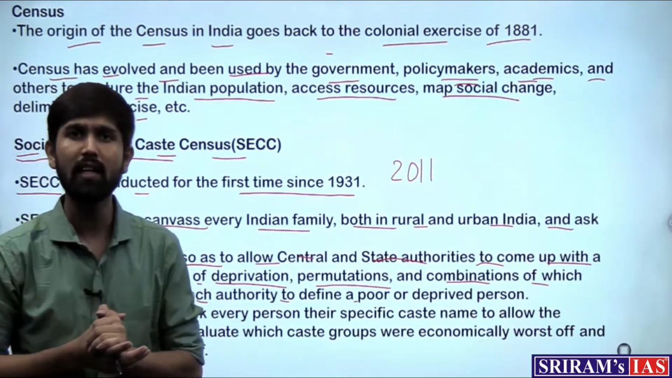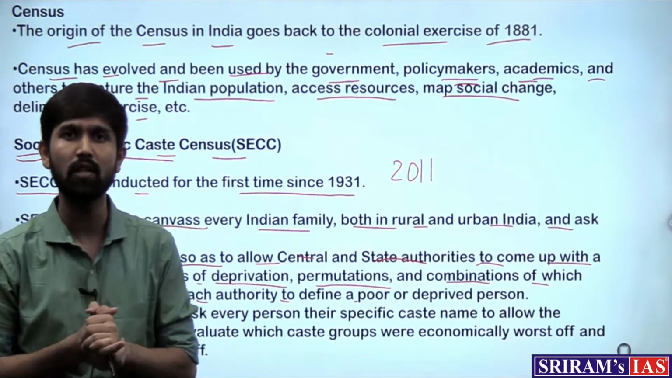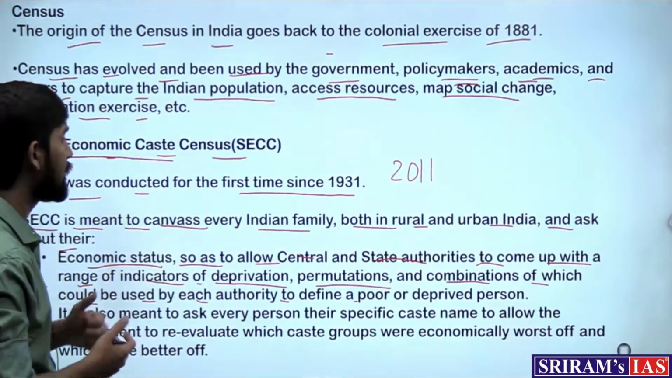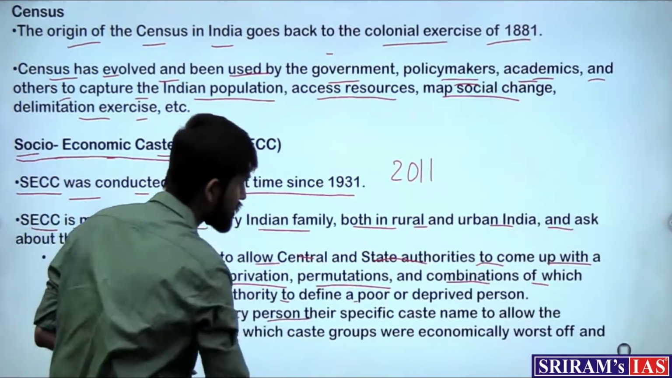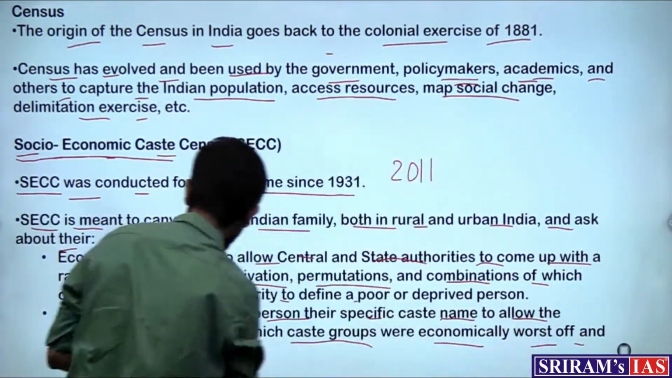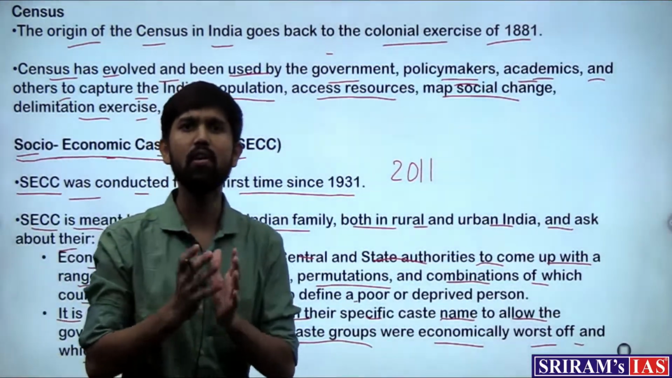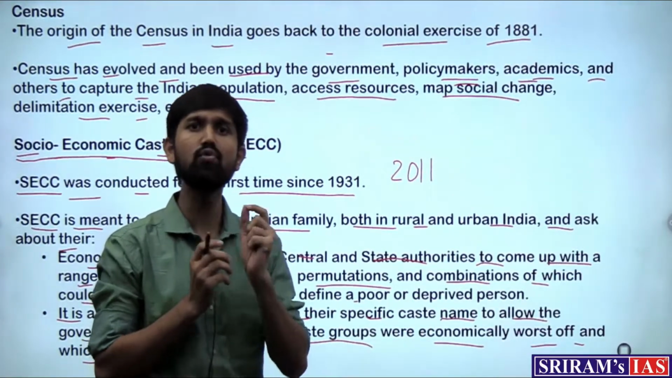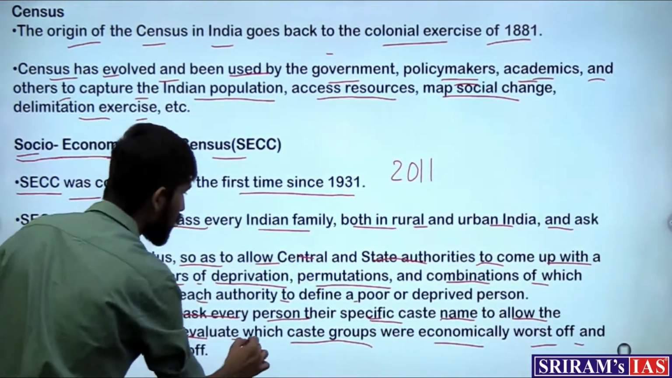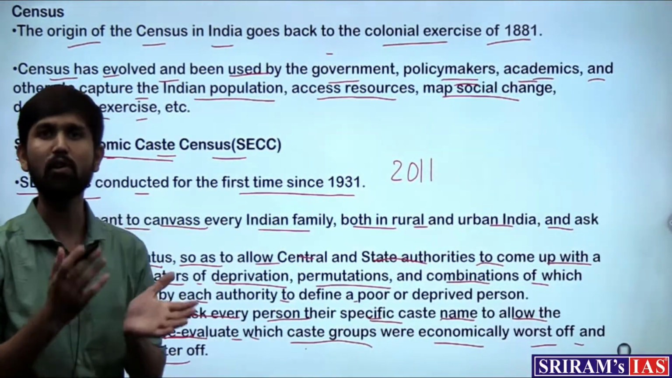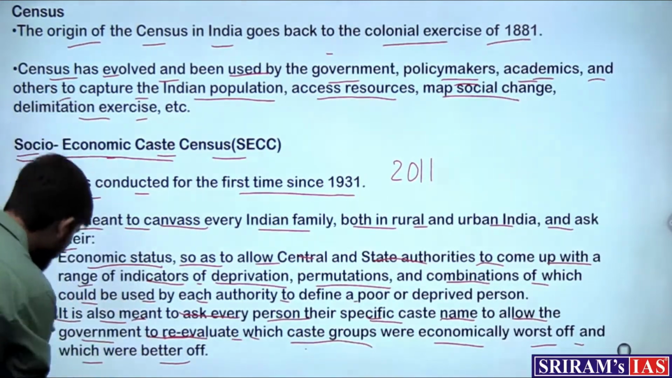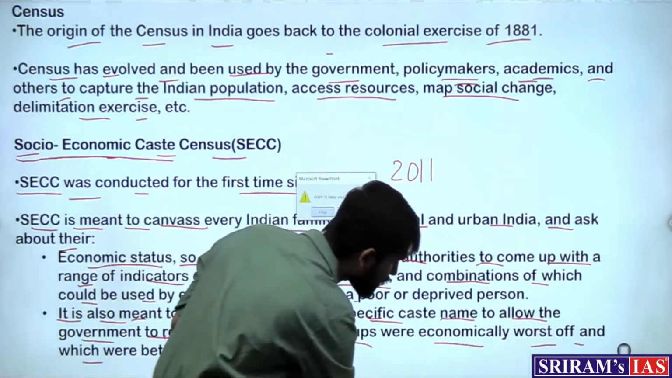So based on the information that the central or state government would receive about the economic status of the particular household or individual, they would get to know about the status of that individual, and hence they would be better able to formulate policies regarding that. It is also meant to ask every person their specific caste name to allow the government to re-evaluate which caste groups were economically worst off and which were better off. So we can see that the motive for asking the caste in the socio-economic caste census is to build a comprehensive database to understand what is the status of caste, and to re-evaluate which caste groups are worse off, which caste groups are better off economically as well as socially. So this is the primary motive of the socio-economic caste census. SEC has the potential to allow for a mapping of inequalities at a broader level.